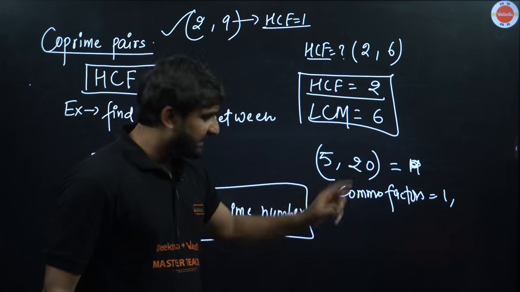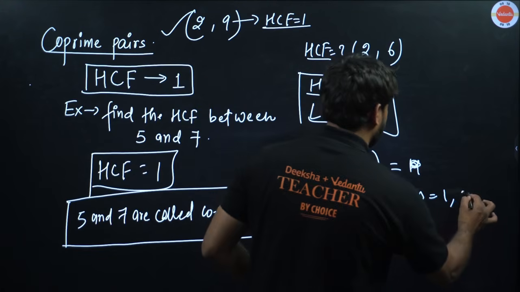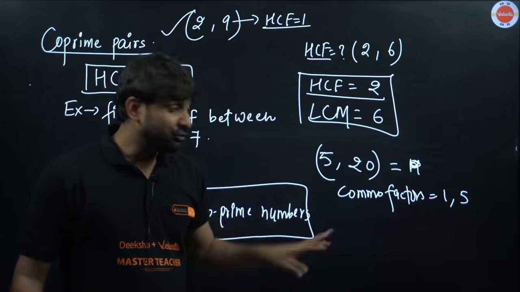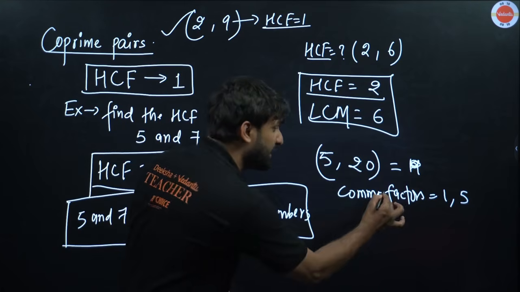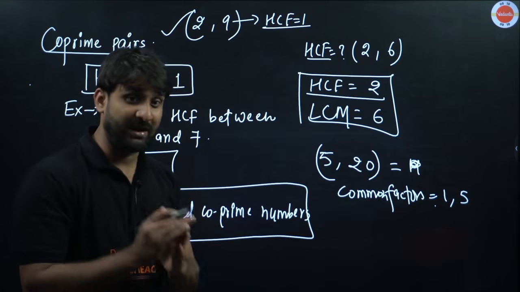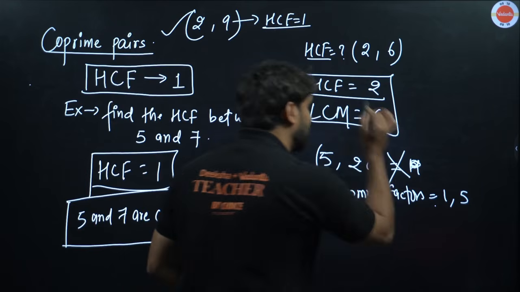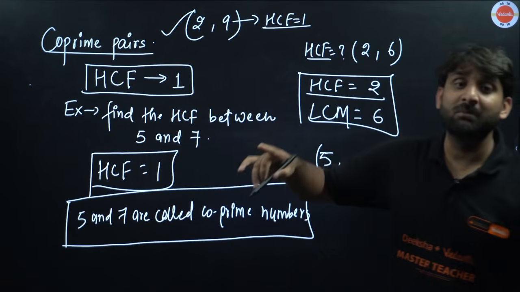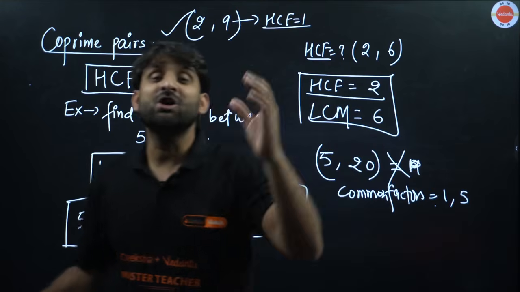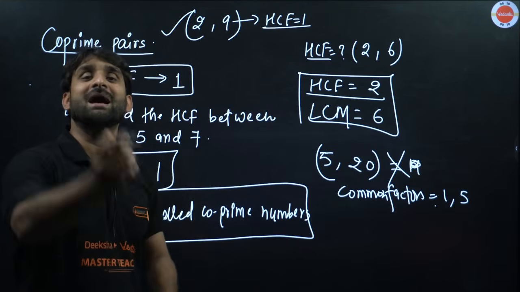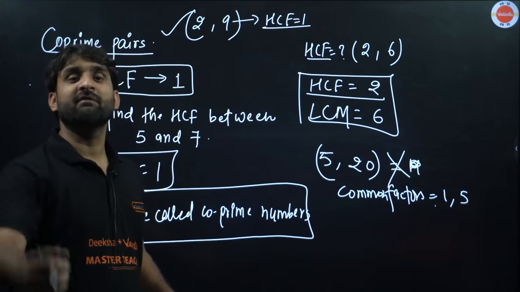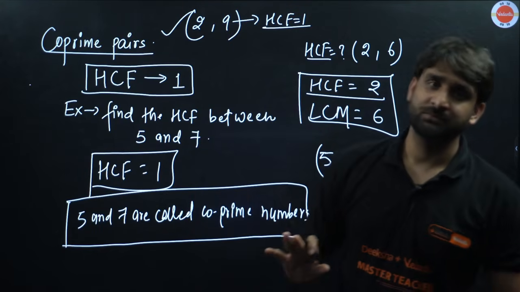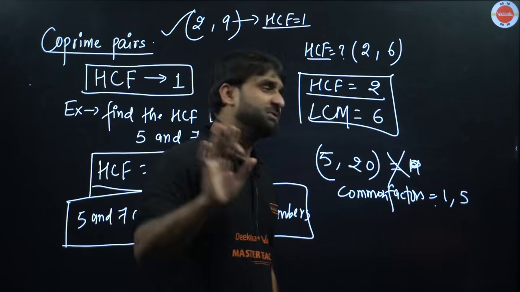1 can divide 5, 1 can divide 20, and 5 also can divide both the numbers. 5 can divide 5 and 5 can divide 20 also. So how many common factors are there? 2 common factors are there, 1 and 5. So this is not a co-prime pair. So what is the condition for co-prime? The co-prime numbers are those pairs which have only 1 as a common factor. I hope you are getting my point. I hope this is clear to you.